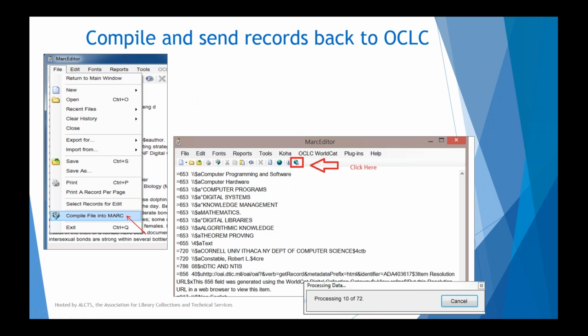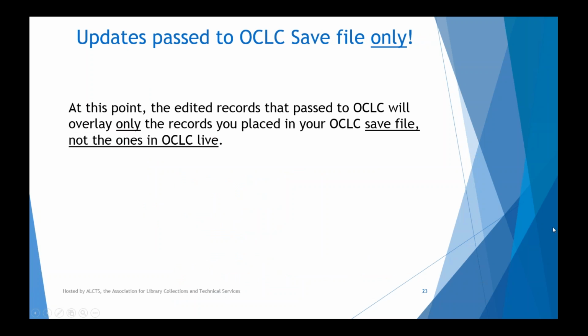Now click on the plugin tool, which is the second symbol in blue and green, as illustrated here, to save the edited data back into the OCLC local save file. Make sure an image that says processing data, as in here, is displayed. At this point, the edited records that pass to OCLC will overlay only the records that were placed in the OCLC save file, but not the records in OCLC Live.